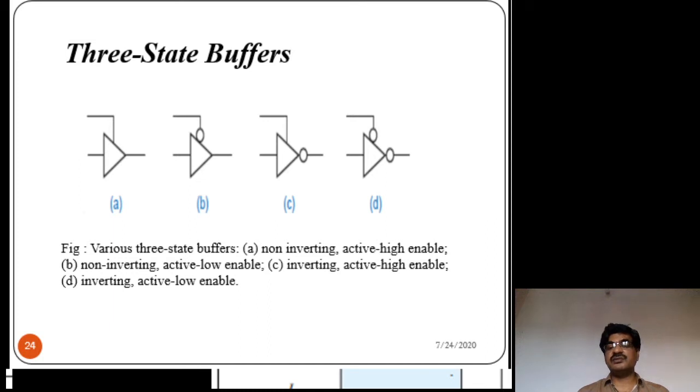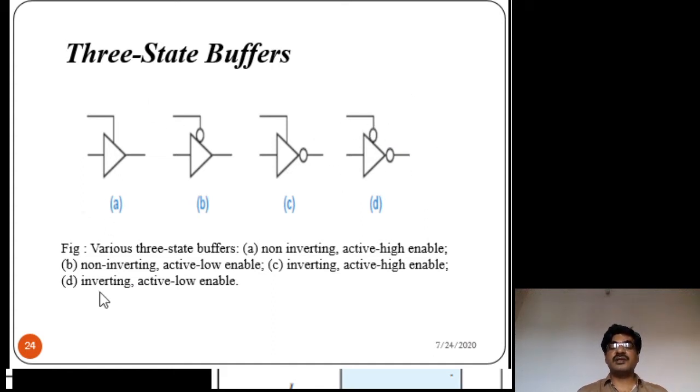Coming to the second symbol, it is a non-inverting active low enable tri-state buffer, whereas the third one is inverting with active high enable. In the fourth symbol it is also inverting, but the enable is active low. Note this is the enable input, this is the data input, and this is the output. Primary input, primary output, and this is the enable input.